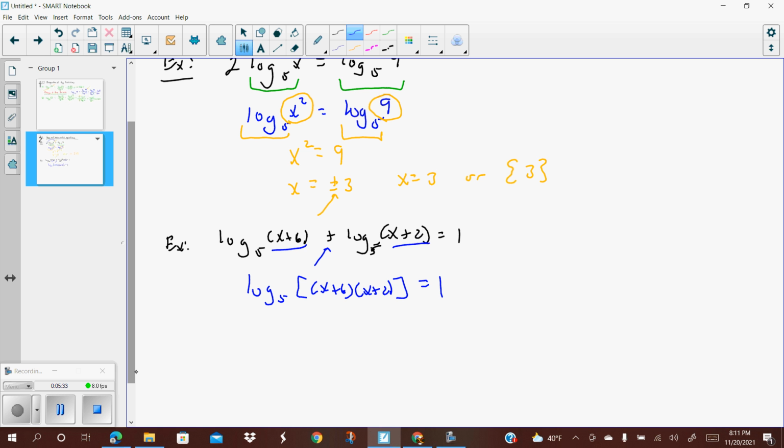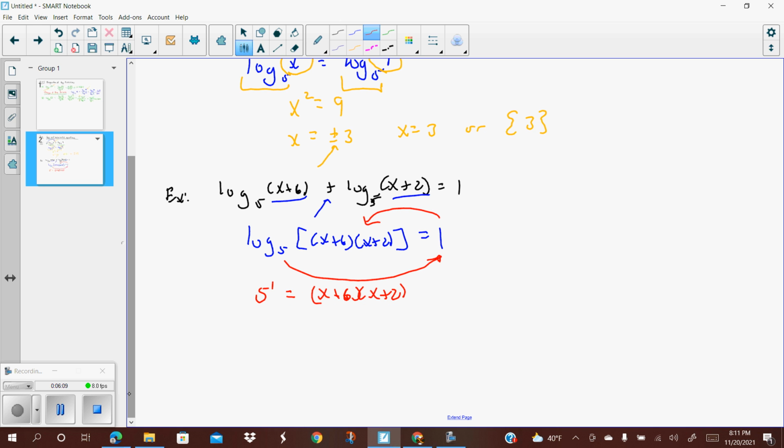If I want to get the variables out of the argument of the log, we talked about this in class as well, you need to create an exponential function. You need to change this into an exponential function. So I'm going to take 5. Remember, the idea is 5 raised to that. So 5 to the first will equal the argument. So it'll be 5 to the first power equals the argument, which is x plus 6, x plus 2.